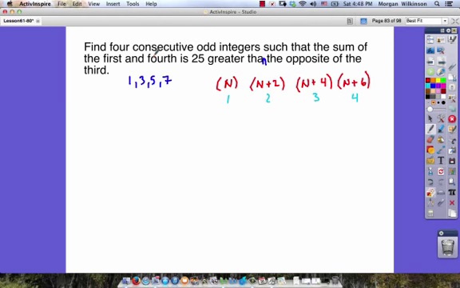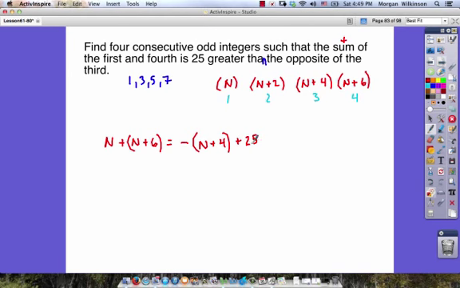So we have find 4 consecutive odd integers such that the sum, add, of the first and the fourth, n and n plus 6, n plus n plus 6, is equal to 25 greater than the opposite of the third. So we want the opposite of the third, so we're going to say negative (n plus 4), because we want the opposite of this whole thing, is 25 greater, so plus 25.